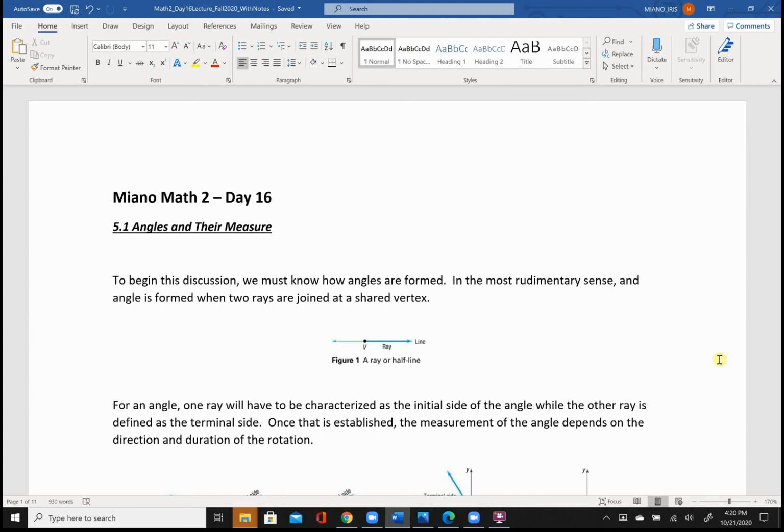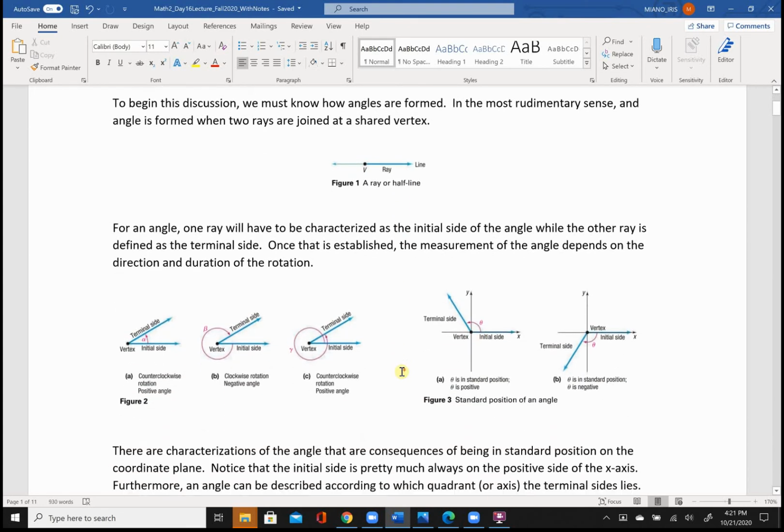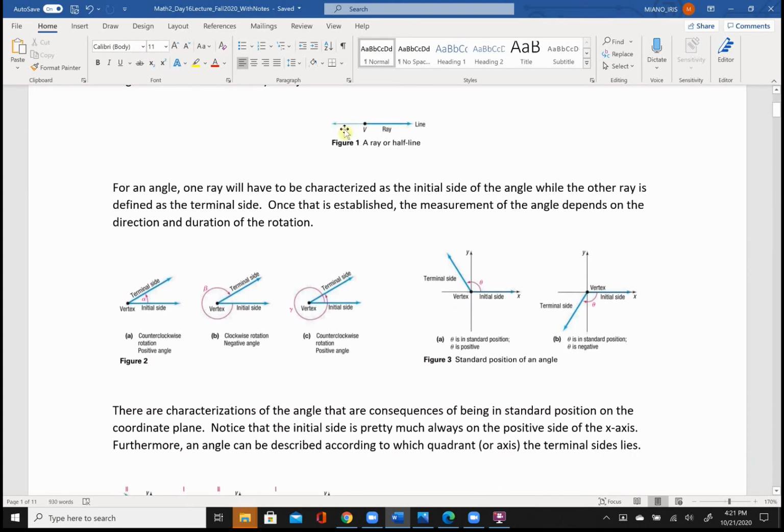Okay, anyway, so if you have two rays coming together such that they are sharing their endpoint, then the amount of swing that it gets from the initial side to the terminal side is where the angle lies. Although you can go beyond the terminal side and swing around a full revolution plus some. That's what you see in part C of figure 2.